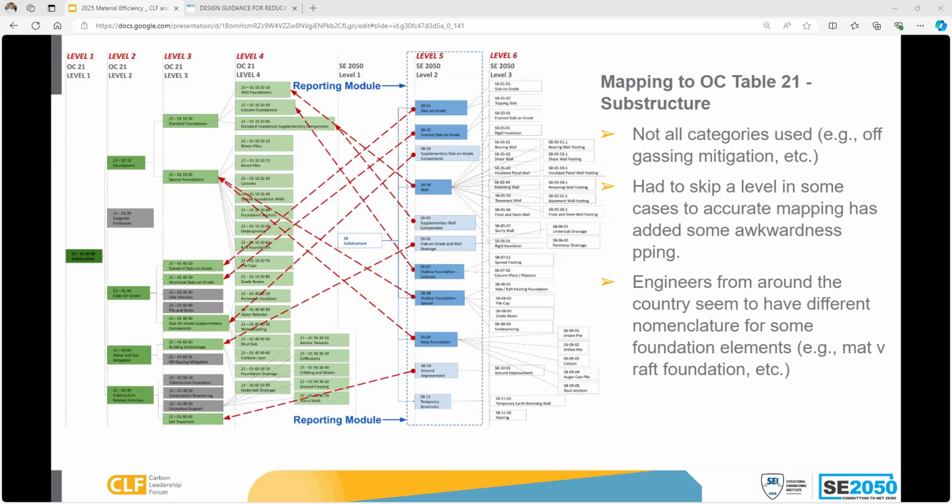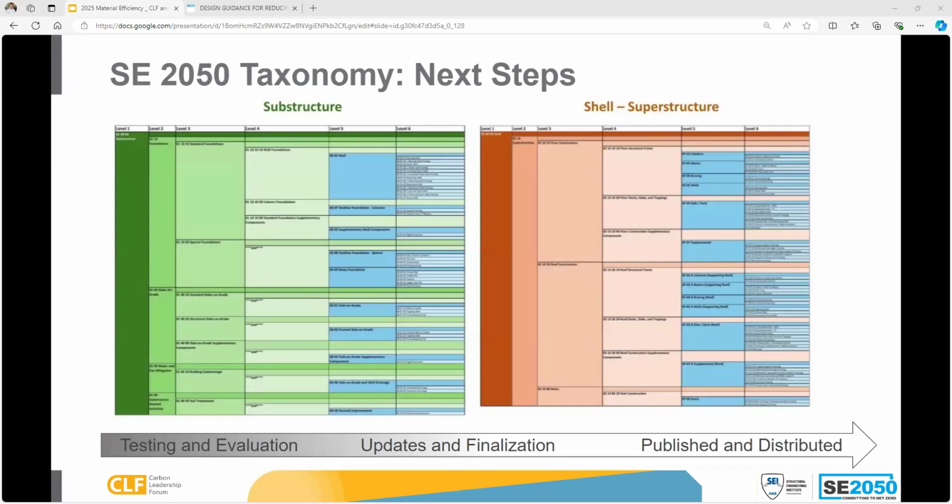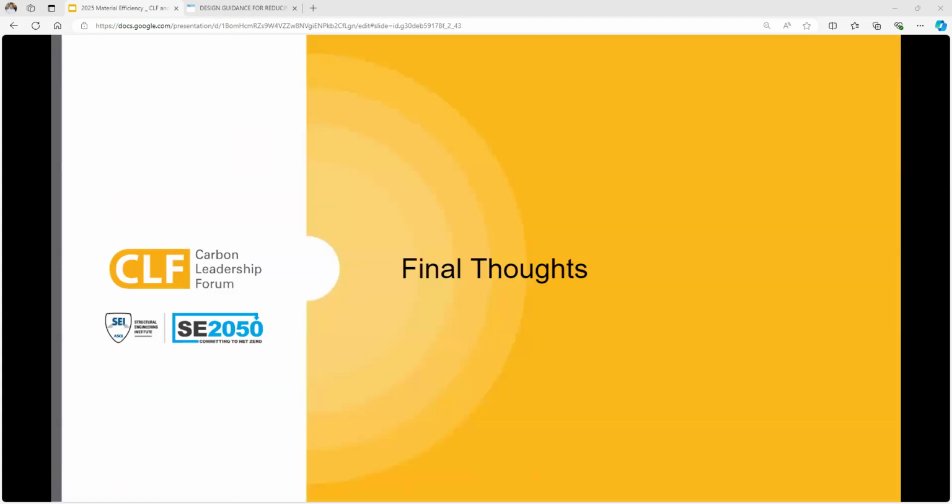The taxonomy looks like this on the next slide, which you can't read, and that's on purpose because it's not finalized. In effect, we're getting into the next stages: we're testing this, evaluating, updating it, and then we're going to publish and distribute it. Of course, we'd love for you to use it and provide us feedback. I want to thank you for your time and hope you got a little flavor of what's going on there.